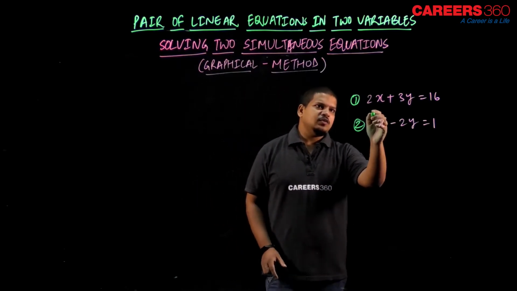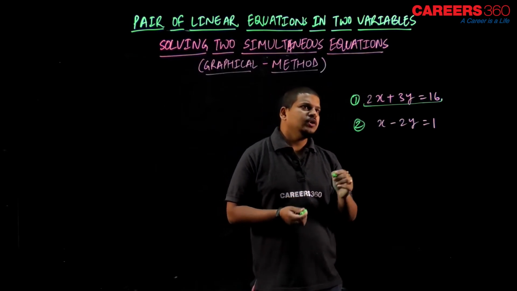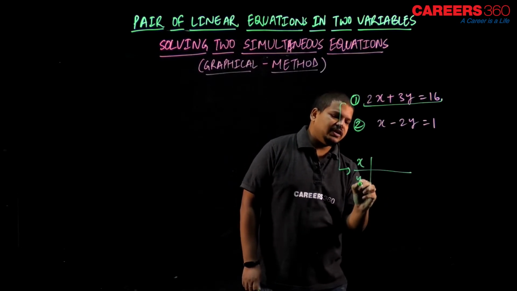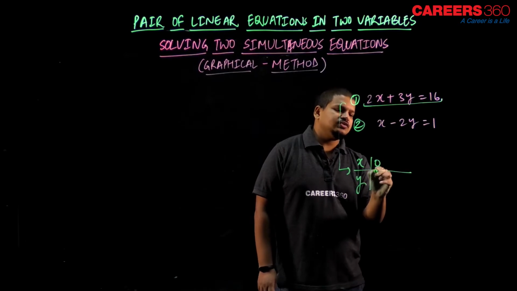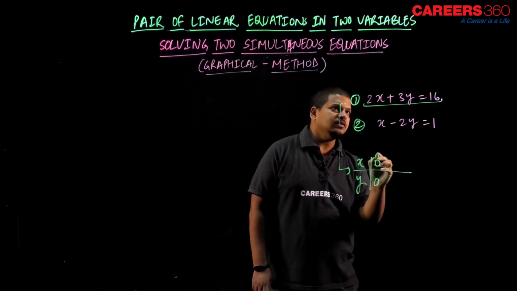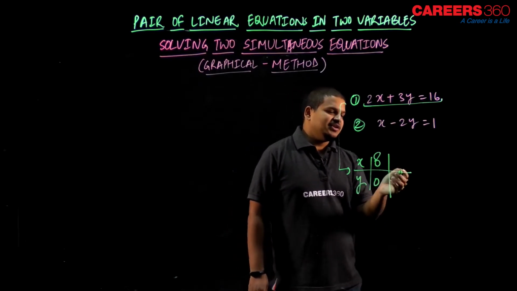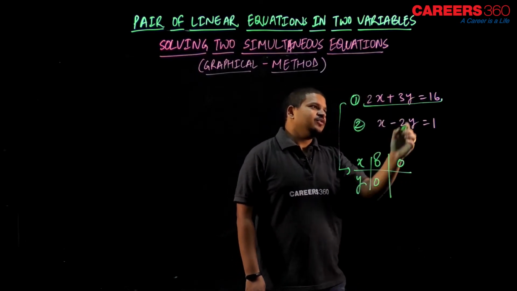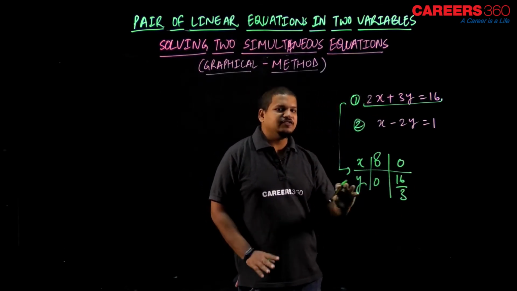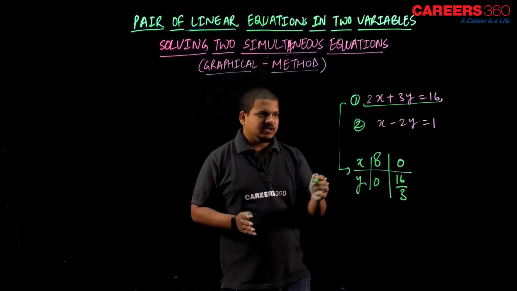So for example, if you want to plot the graph of equation number 1, you first have to make a table of x and y. Let's say if I put y equal to 0, you will get x equal to 8. This is an easier one, right? Then if you put x equal to 0, you will get y as 16 upon 3, right? And so on. That's how you can get various values of x and y, and out of those values you can plot a graph.